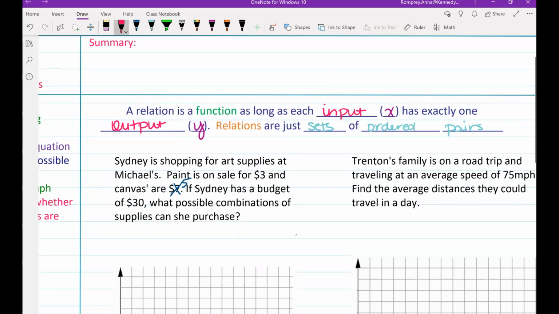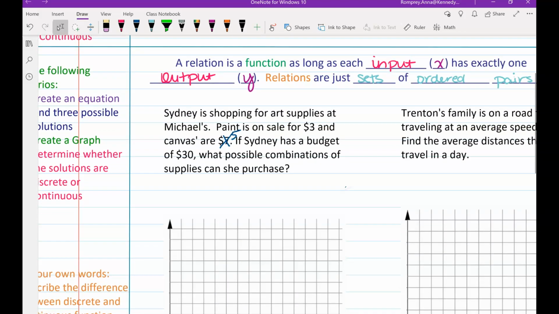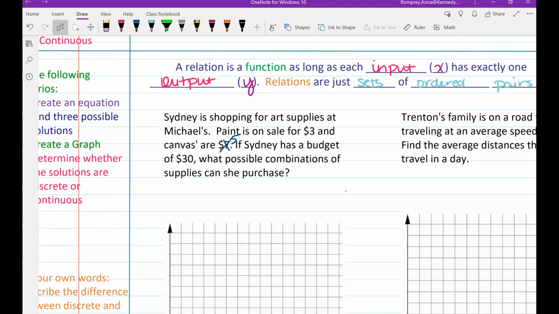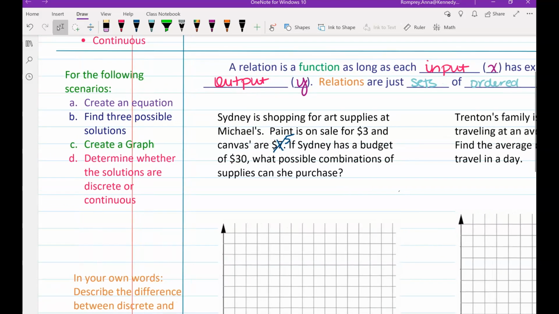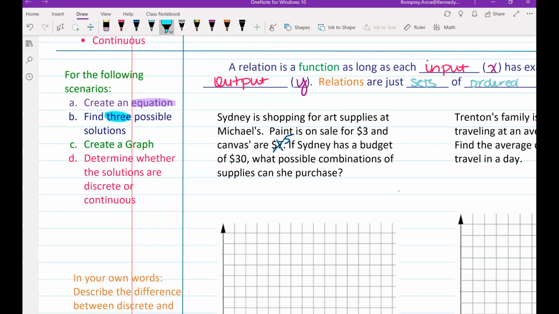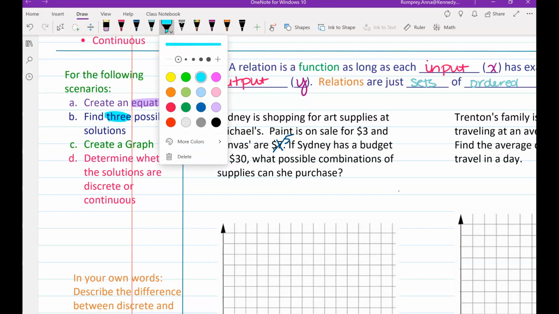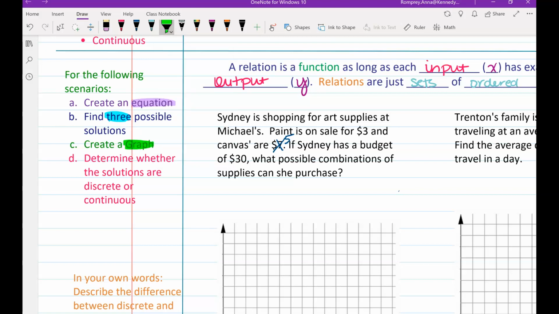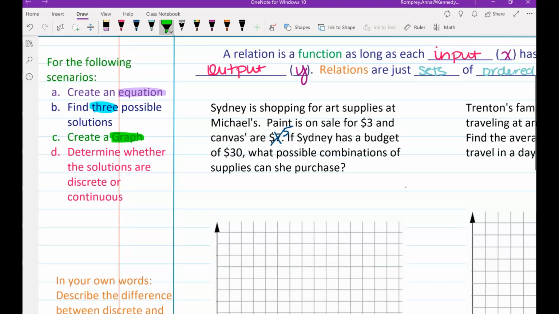Now let's look at a couple of examples and see what the difference is between these discrete and continuous functions. So it says for the following scenarios, first it wants us to create an equation. Okay, we can do that. Find 3 possible solutions. Okay, and then create a graph. Awesome. I think we can handle this. So first, let's start off by creating our equation. So let's go ahead and look.